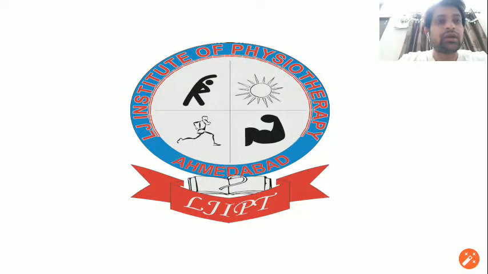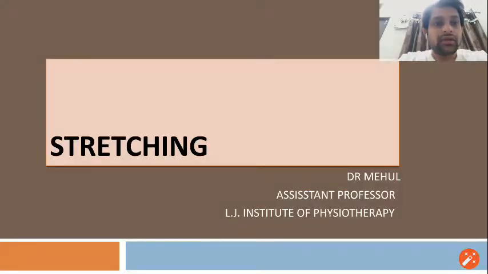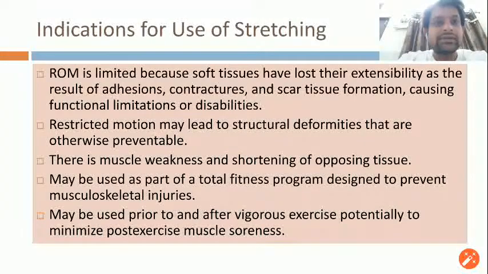Today we are going to learn about stretching. So first we'll see about the indications for use of stretching. What is meant by indication? In which situation, or where, we can apply the stretching maneuver, that means the indication. So wherever the range of motion is limited because of adhesion, contracture, or scar tissue formation causing functional limitation or disability, there we can apply stretching maneuver.